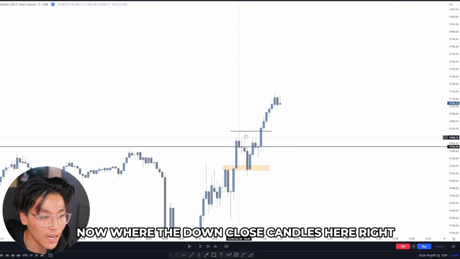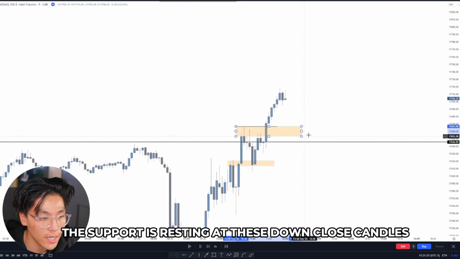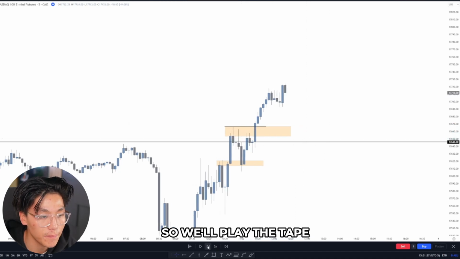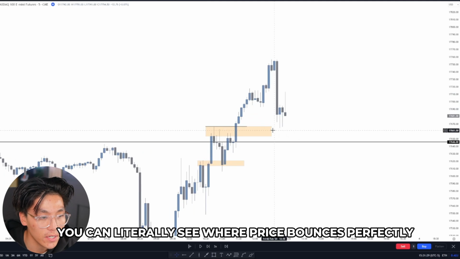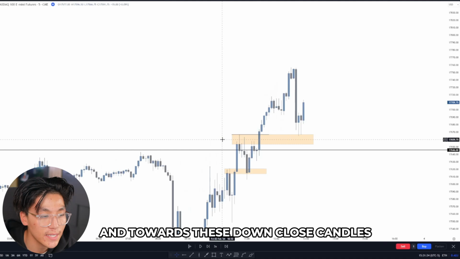And in this case now, where are the down close candles here, right? We have a strong push up. Where is the support resting? The support is resting at these down close candles. So we'll play the tape. You can literally see where price bounces perfectly. Price comes all the way back down towards these down close candles.